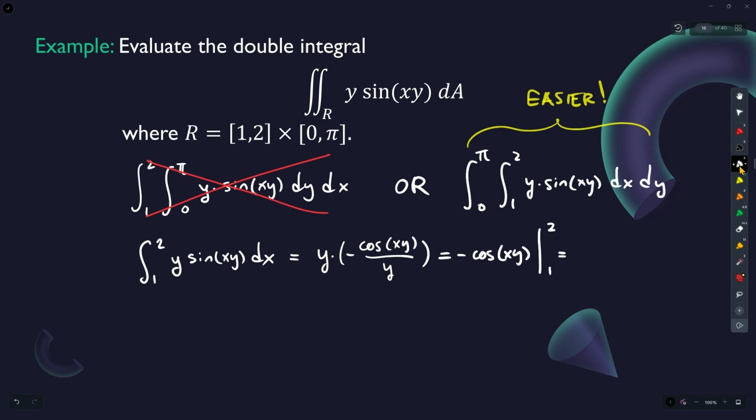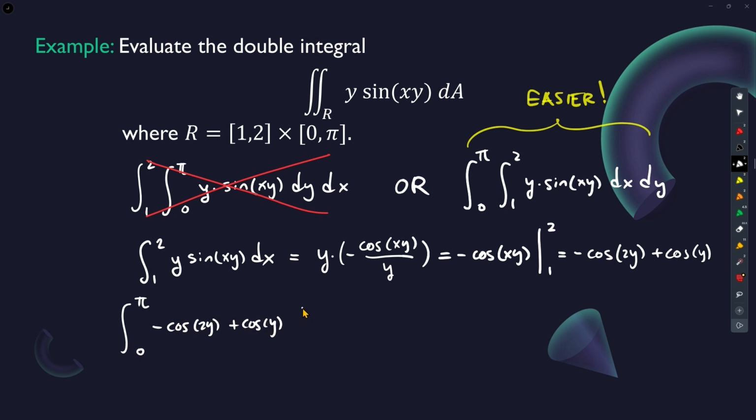So now what I get when I evaluate is minus cosine. This is for x equals 2, so I get cosine of 2y minus minus, so plus the cosine of 1 times y, so the cosine of y. All right, so now I can integrate the inside from 0 to pi. The inside is the integral of minus cosine of 2y plus cosine of y dy, which are two easy integrals.